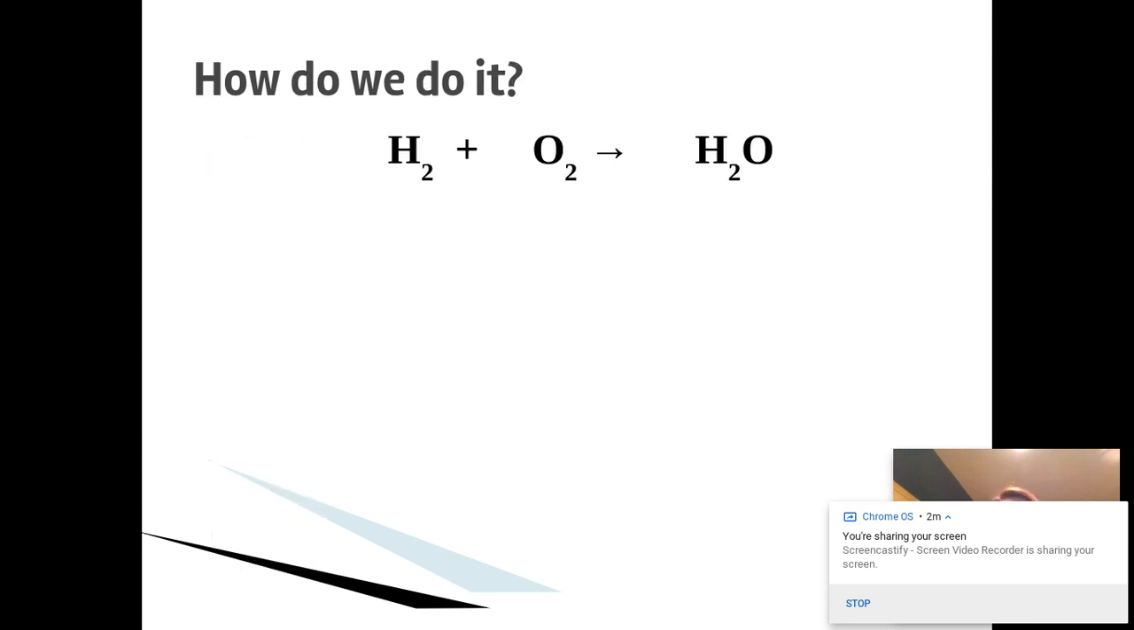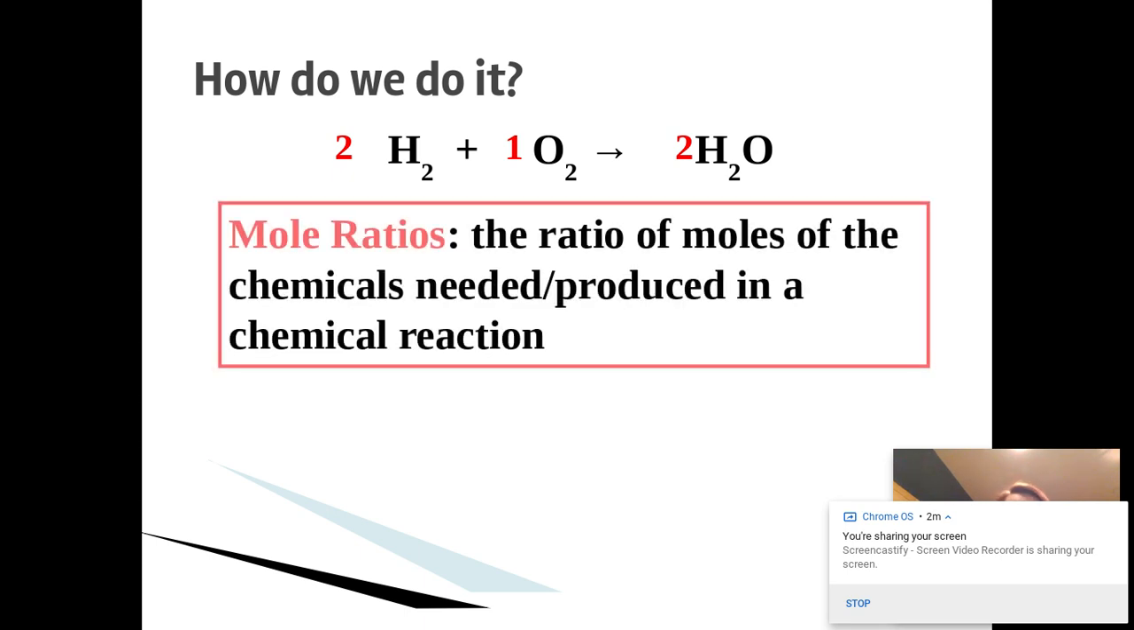All right, so how do we do it? Here we've got an equation. The first super important thing, and you have to do that on tonight's homework, is to make sure that you balance all equations. Now we're going to use something called mole ratios.